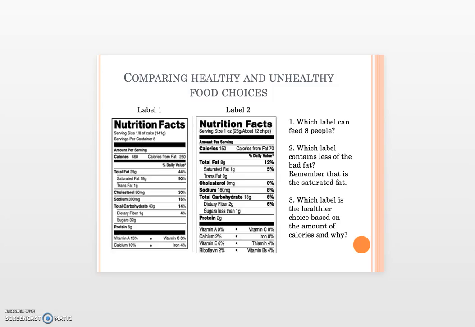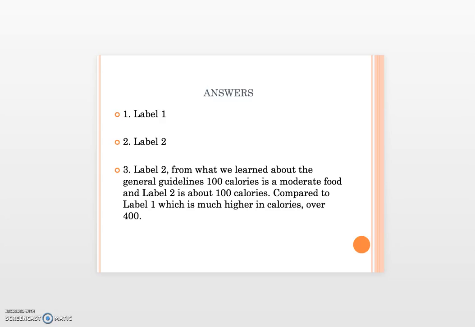Let's look at question number 2. Which label contains less of the bad fat? Remember that the saturated fat is the bad fat. So if we look at label 1 and label 2, and we look where we see saturated fat, label 1 is showing 18 grams. Label 2 is showing 1 gram. So the label that contains less of the bad fat would be label number 2. So that would be the correct answer.